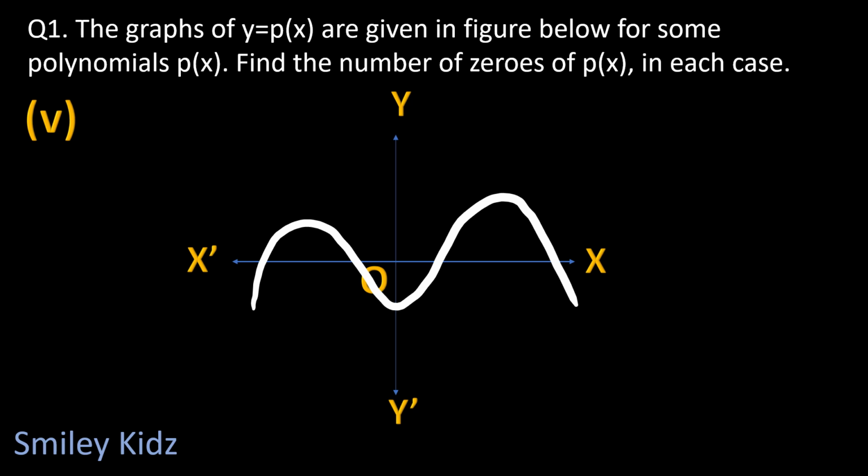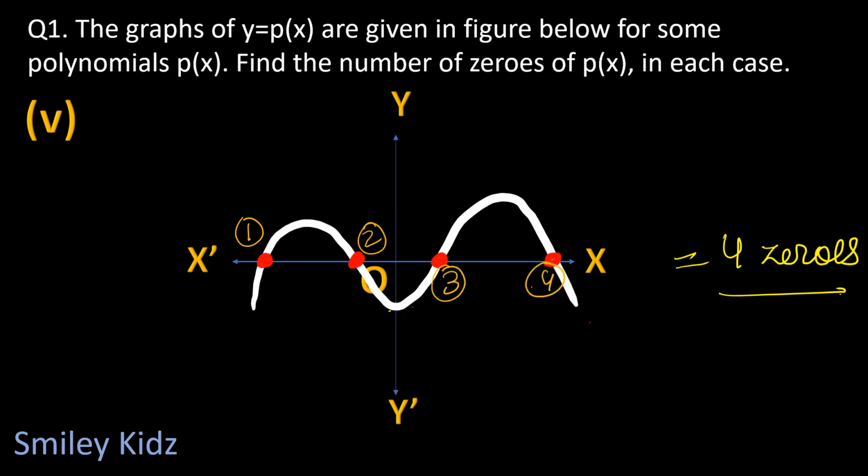Then we have such a graph where we are able to find 1, 2, 3, 4. Hence, the number of zeros of this particular graph is 4. And always remember that however many times the graph intersects only the x-axis, those many zeros we have. It doesn't mean that if it intersects the y-axis, we have 5 zeros. No, we have just 4 zeros because we have points 1, 2, 3 and 4 which intersect the x-axis only.